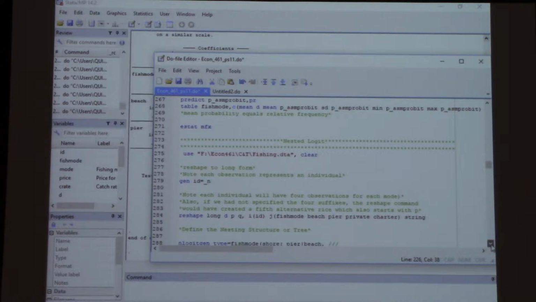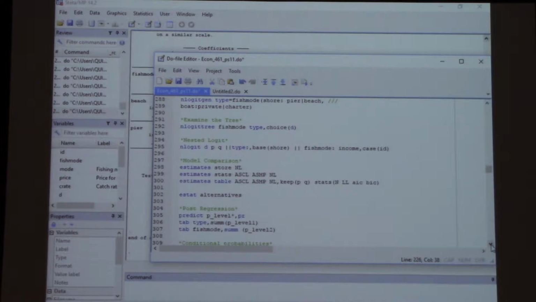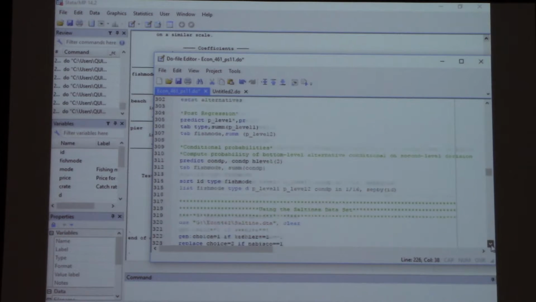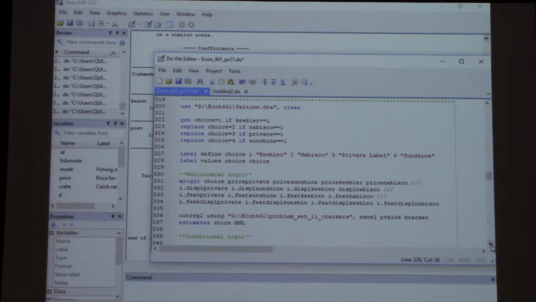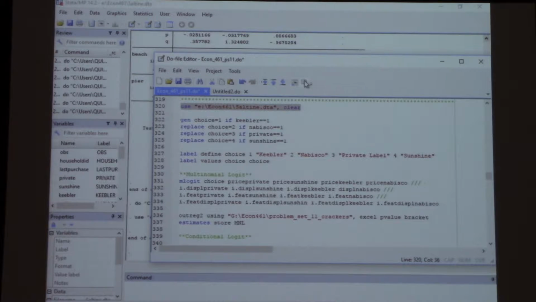This doesn't work here. So let's go to the saltines data set. Crackers. The reason I like the fishing data set is because it has both alternative and case-specific variables, even though it doesn't work in some of the methodologies. But in all honesty, you're probably going to have both those types of variables.